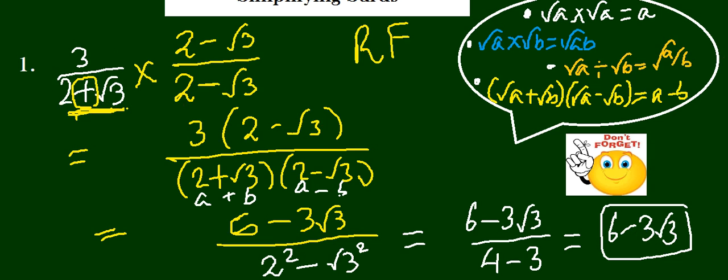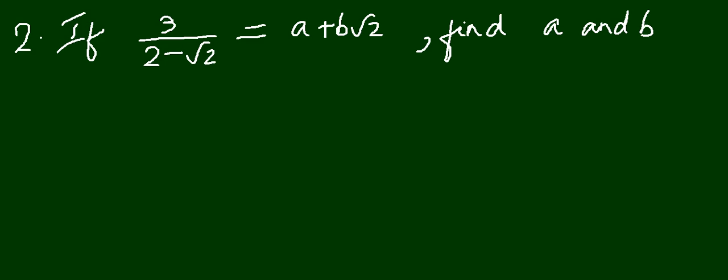Let me move on to a second example. I can have a question like this. If 3 over 2 minus root 2 is equal to a plus b root 2, then find the values of a and b. So here also the main idea is to make the denominator rational. We start by taking our original number where the denominator has an irrational part, and we try to look for the rationalizing factor of the denominator. As I told you, the numbers will be the same, only the sign will be opposite.